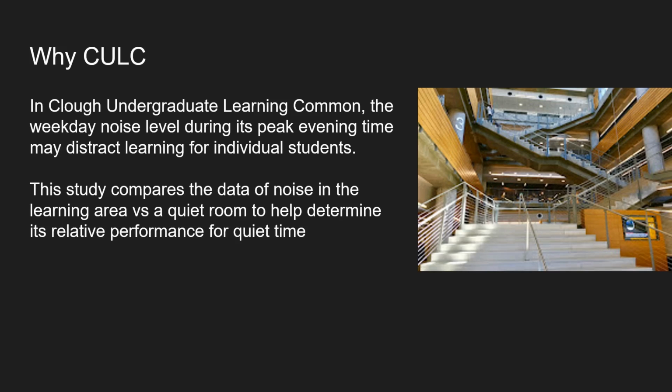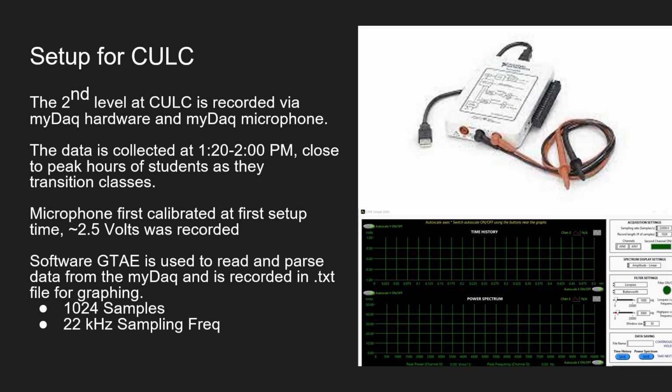So, for the setup for the CULC, we put it into the second level of the CULC, where inside of the second level, we're going to go ahead and use MyDAQ hardware and a MyDAQ microphone to record the noise level. The data is collected between the times of 1:20 and 2 p.m., which is close to the peak hours of students that come through this level of the CULC, and of course, being a little bit loud as they transition from class to class. The microphone is first calibrated at our first setup, where we use about 2.5 volts that was recorded at this kind of more quiet relative time to compare against.